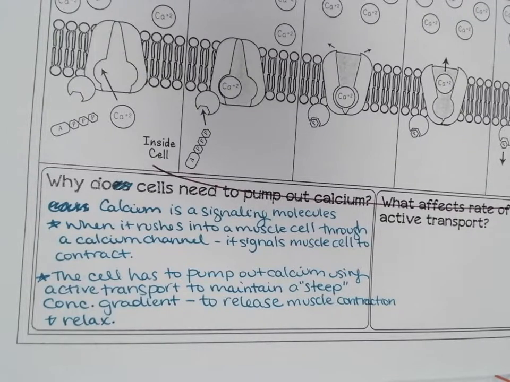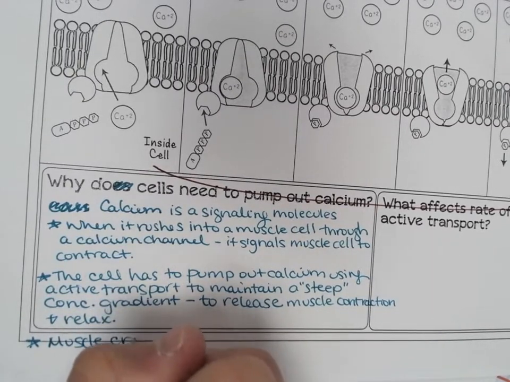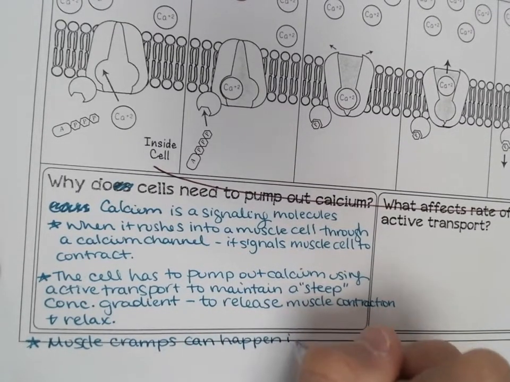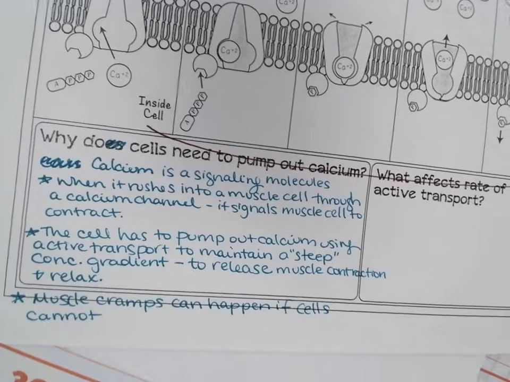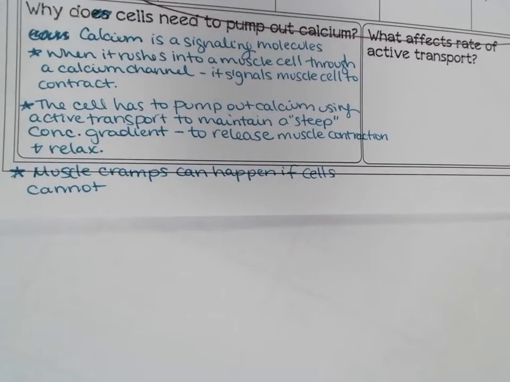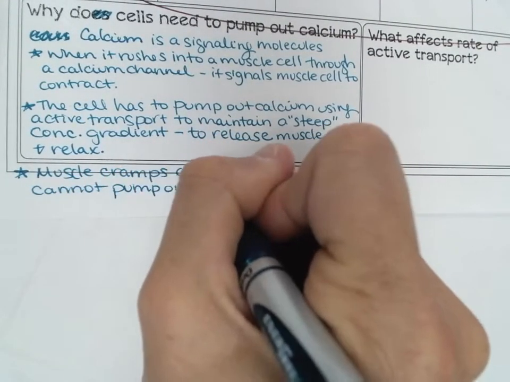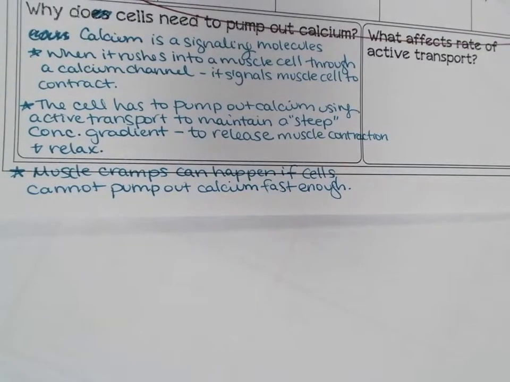What if it can't get it out? What happens? A muscle cramp, right? So muscle cramps can happen if cells cannot pump out the calcium fast enough. So there is a reason. We have to pump out the calcium to tell our muscles to stop working. Well, you've changed the concentration in your muscles. That's why dehydration can be problematic.